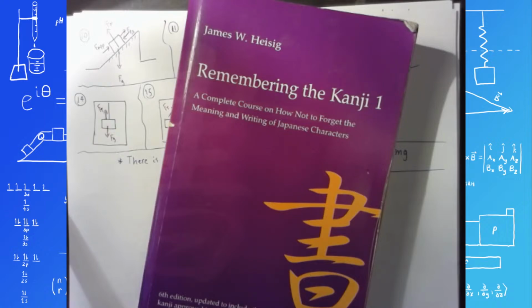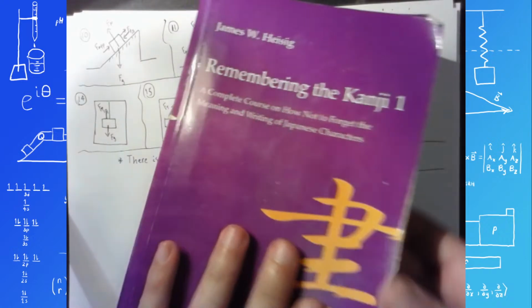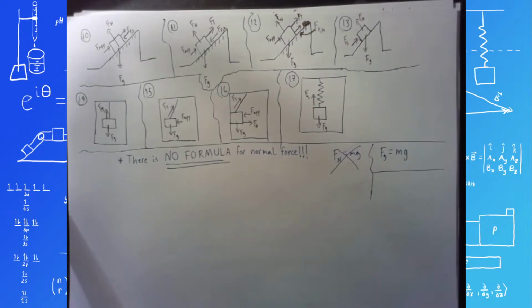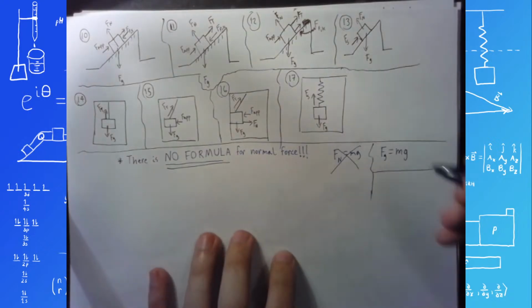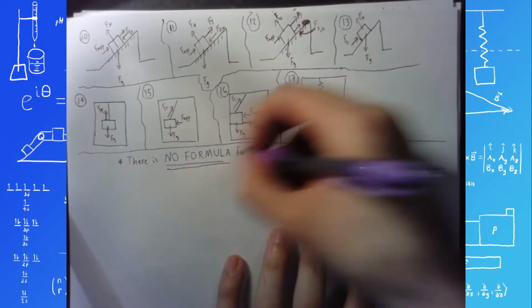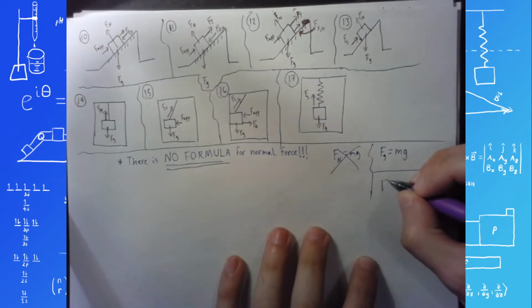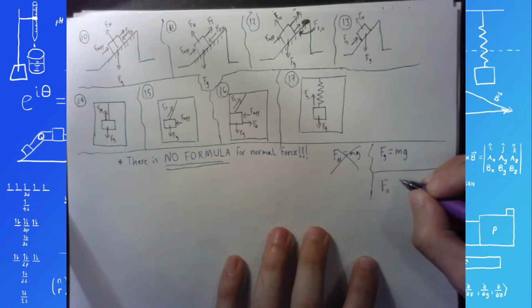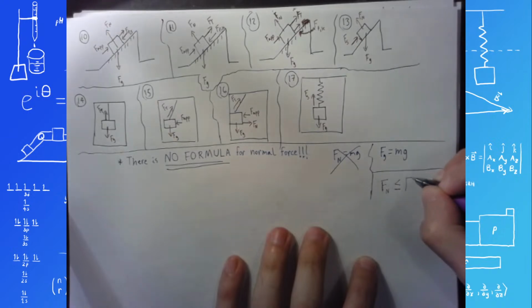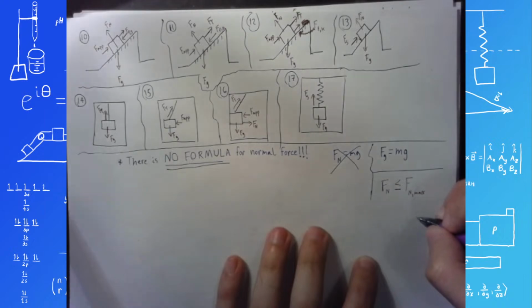My body has a limit to how much normal force it can exert outward before it just breaks down. So there is no actual formula for normal force. Normal force equals whatever it needs to equal, if that makes any sense, up to a limit. Normal force doesn't have a formula. Normal force is an inequality. Normal force is less than or equal to some sort of maximum normal force, which I guess you could call the durability of the object.